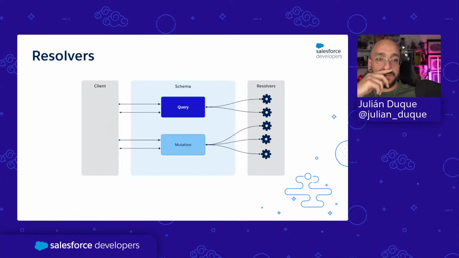So how does that work? Let me show you the architecture here. We have a client. Normally that client is the front end of an application or a mobile client or any other client that is consuming data on a GraphQL API. And we have the schema. The schema lives on a server. So the server is the one that has the schema. The schema is going to be executable.